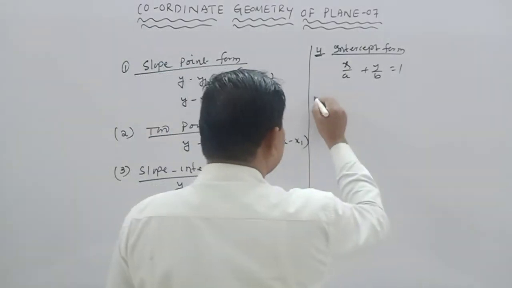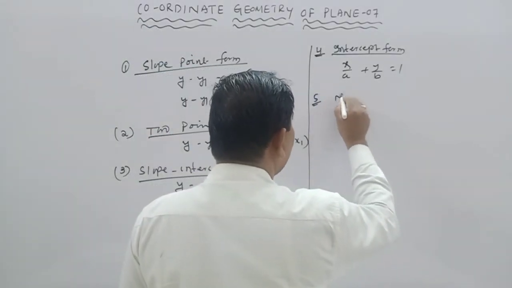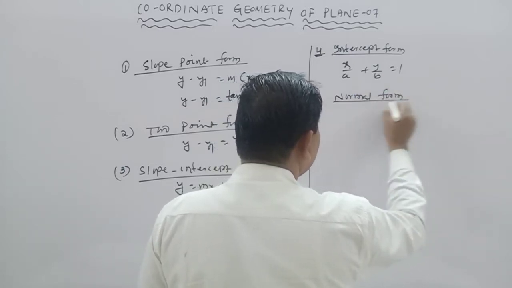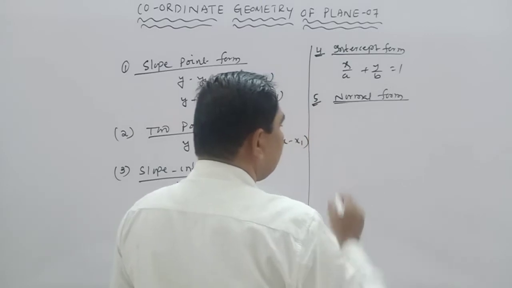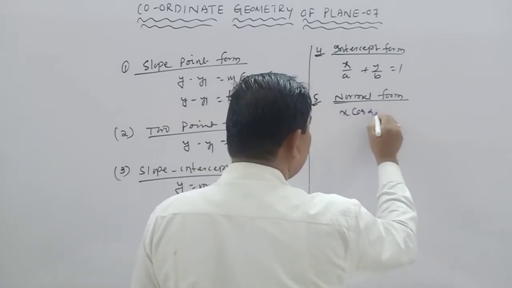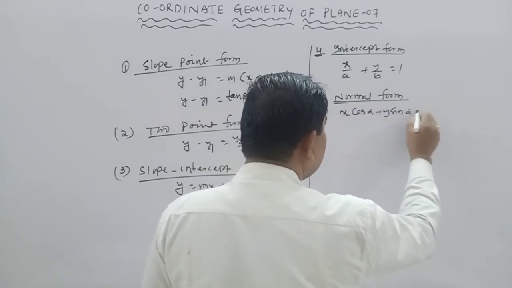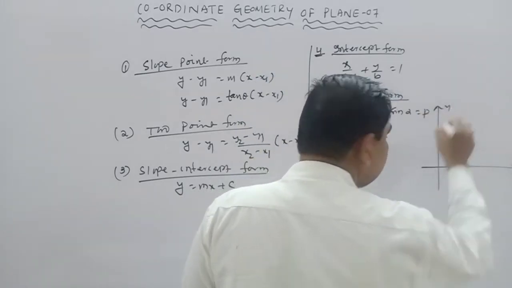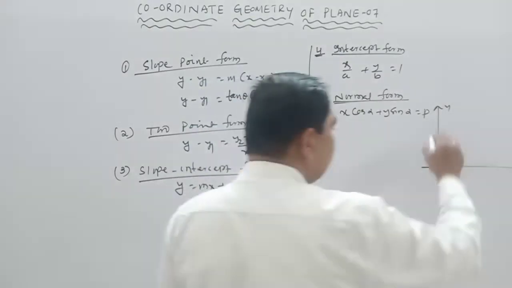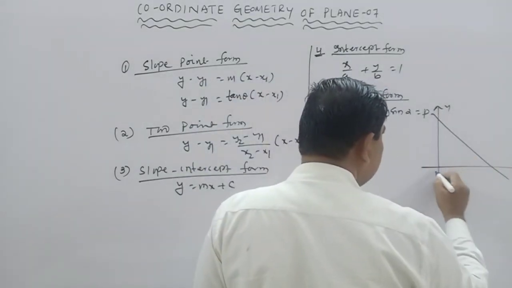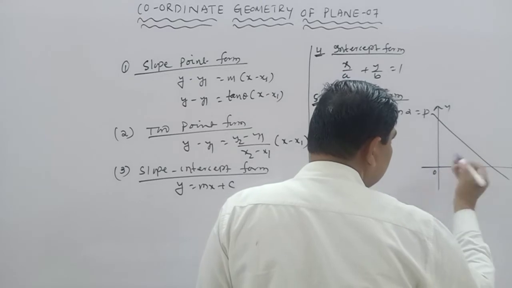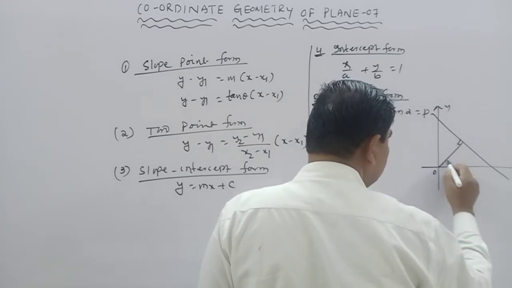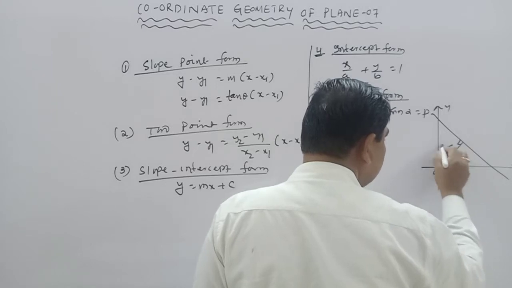Okay, next, fifth one, normal form: x cos alpha plus y sin alpha is equal to p. This is the x axis, this one the y axis, this is the line, this is the origin. Draw the perpendicular from the origin to the line. This angle is alpha and this length is p.